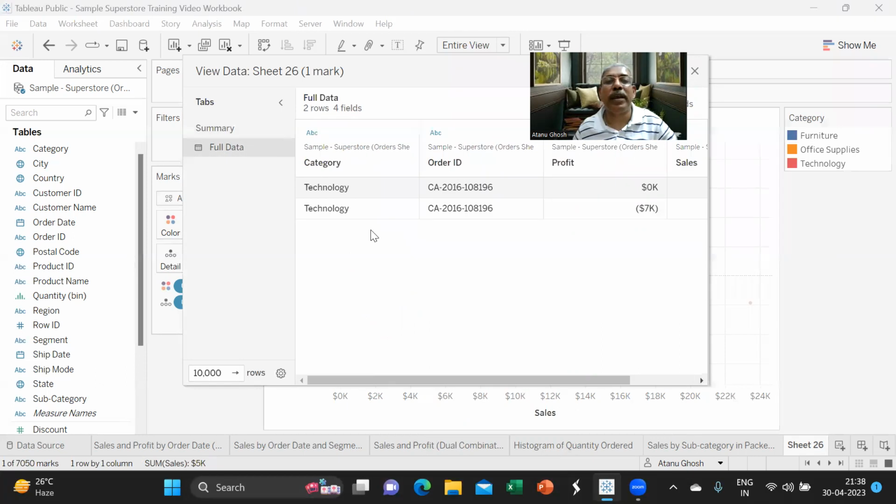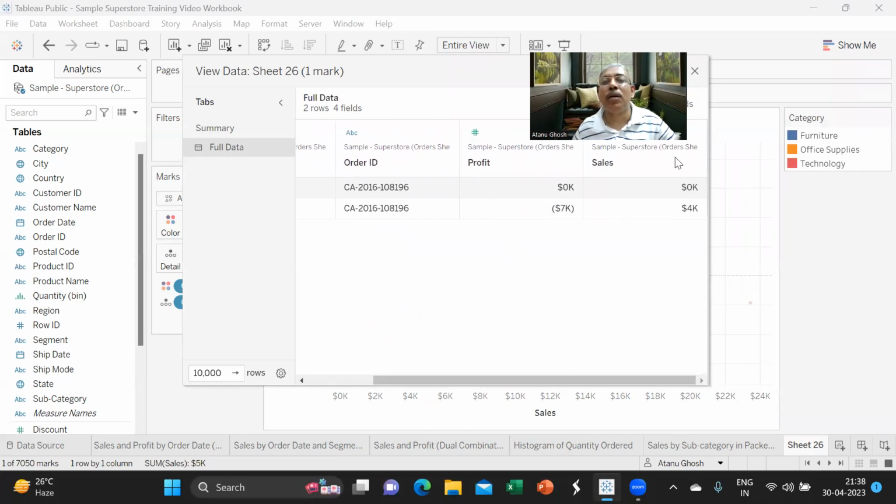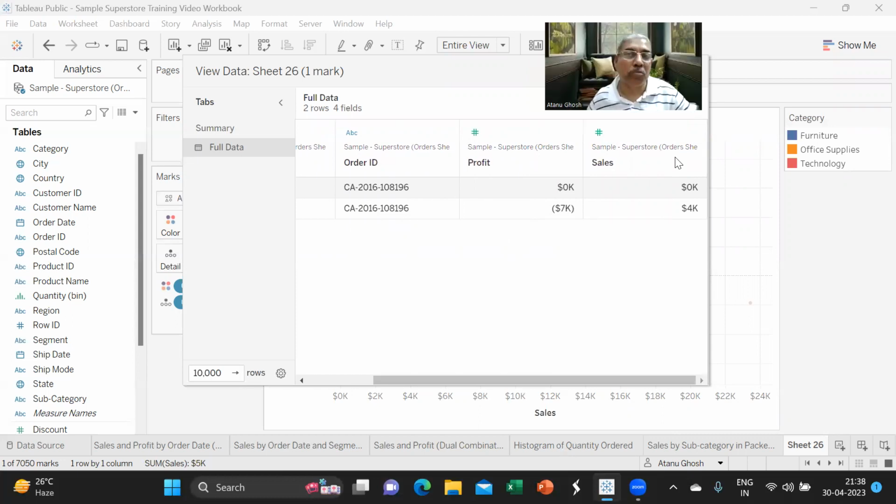And if you look at the full data, it consists of two line items. One line item seems to have no sale or profit, maybe a free item or something like that. And the other line item has been sold at 4,000 and the profit is, rather, a loss of 7,000.